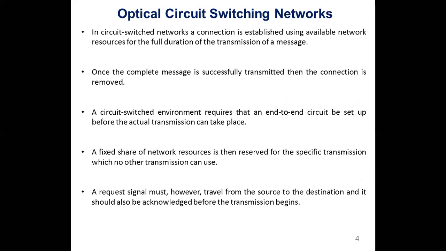This kind of a network will require an end-to-end circuit to be set up between the transmitter and the receiver. The request signal or the acknowledgement signal will travel from source to destination or destination to source. And this is required before the transmission will begin. That means the setup has been established.